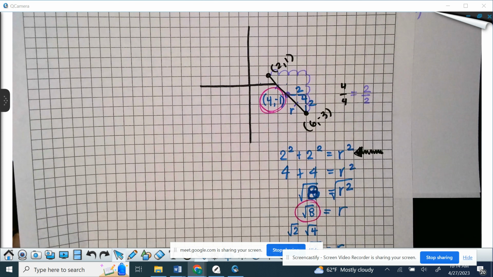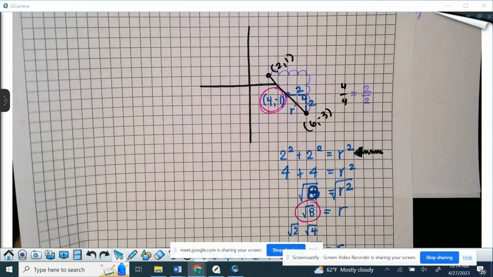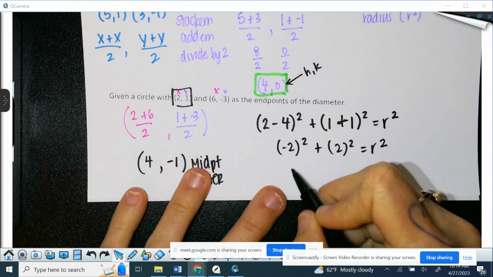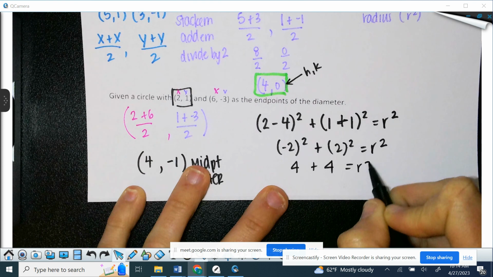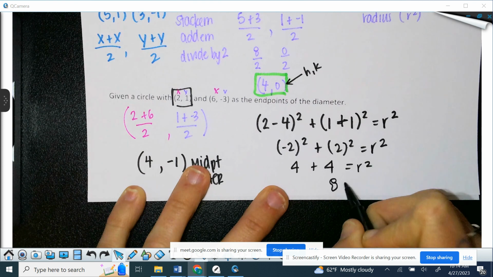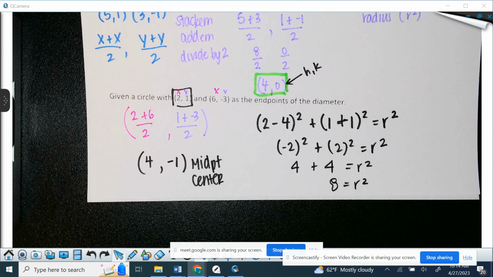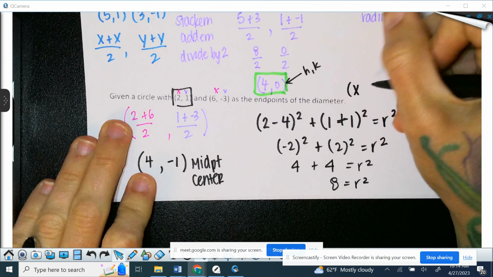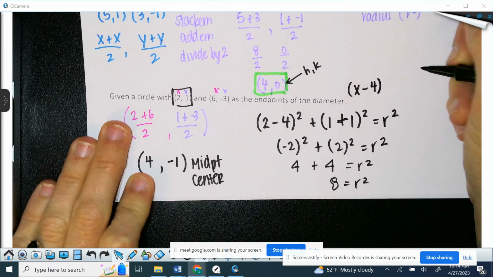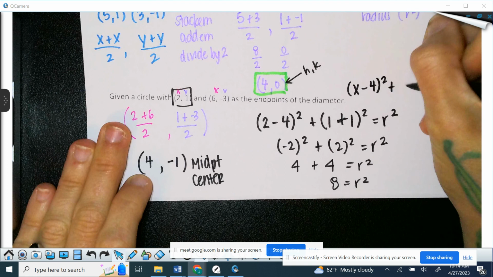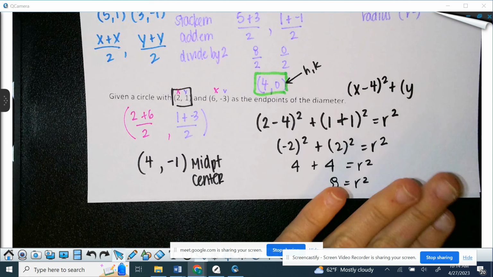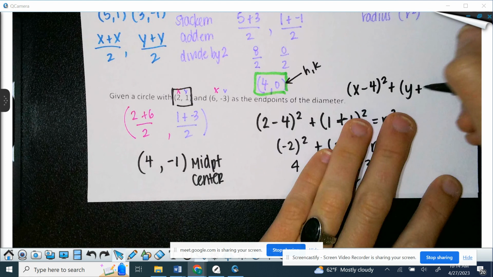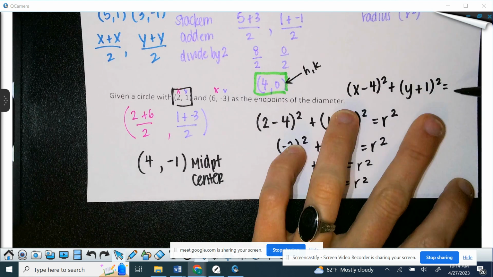We got there. So -2 squared is going to give us 4 plus 4 equals r squared. 8 equals r squared. Again, all we need is r squared to write the equation, though the radius is the square root of 8. So we write our equation x, find our h minus 4, so back to our center, squared plus y minus k, that's a -1. They won't write minus minus, so let's put plus 1 squared equals our radius squared, which we just solved and got the positive 8.